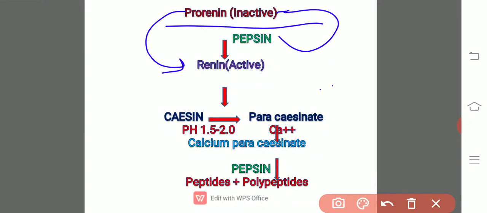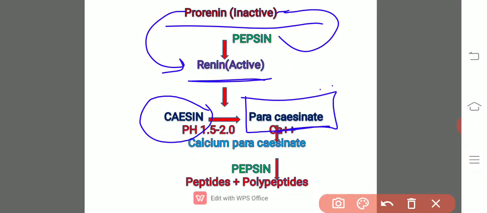Now, plenty of prorenin and renin are present in infants, children who feed on milk, the lambs of the sheep, and calves of the cattle. All of them have plenty of renin, and it is highly useful for the digestion of milk. Whenever the renin gets activated by the pepsin, it interacts with the milk protein. The protein which is abundantly found in milk is the casein protein. This casein protein undergoes digestion in the presence of renin enzyme and is converted into paracaseinate. It is a curd-like precipitate.